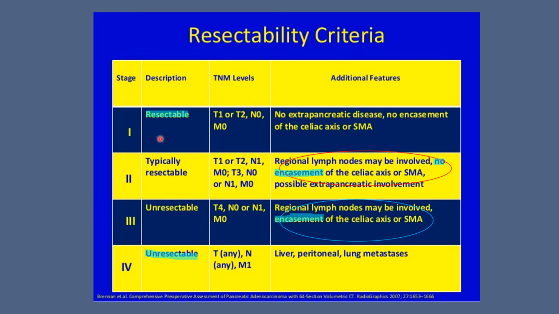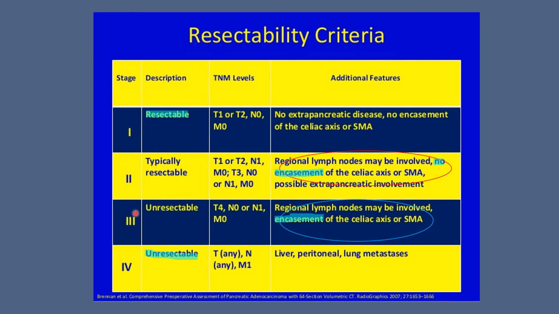Stage 2 is typically resectable, that is when it is T1 or T2 with N1 tumors, but M metastasis is negative, or it's a T3 tumor with N negative or N1, but no metastasis. So in these patients, it is resectable as long as the local involvement of the tumor does not cause extra pancreatic encasement of the celiac axis or the SMA. Okay, so as long as this celiac axis artery or the SMA is not encased in tumor, it is resectable.